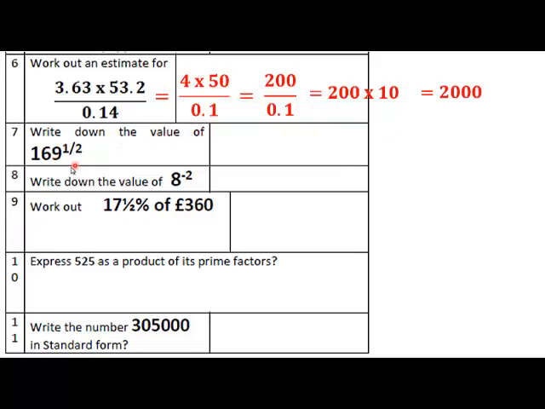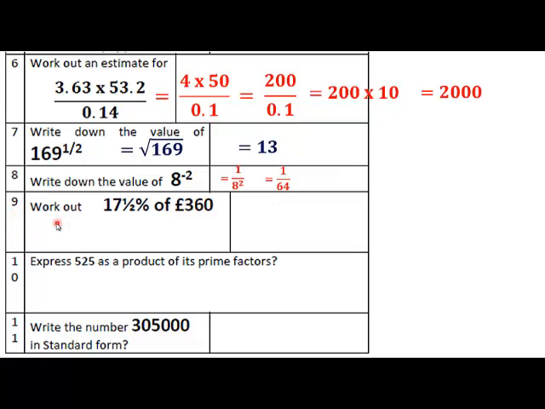169 to the power of a half. That means the square root of 169. Square root of 169 is 13. Pretty straightforward, and that's one of the square numbers you need to know. 8 to the power of minus a half is 1 over 8 squared, which is 1 over 64. Again, make sure you know that and you're really comfortable with question 8.